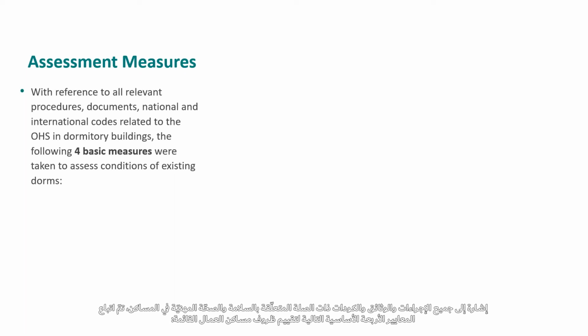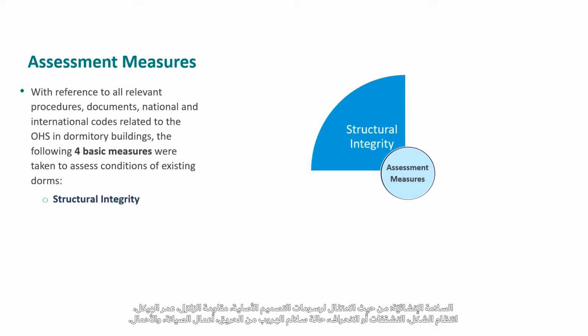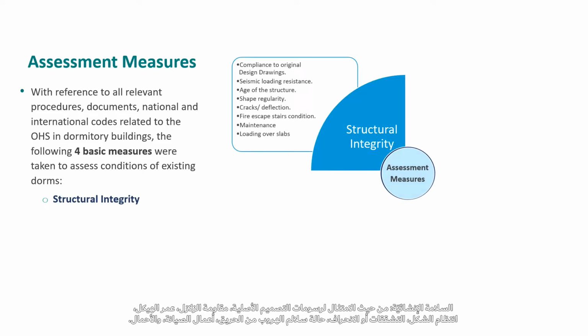With reference to all relevant procedures, documents, national and international codes, related to the OHS and dormitory buildings, the following 4 basic measures were taken to assess conditions of dormitory buildings. Structural integrity. Related to compliance to original design drawings, seismic loading resistance, age of the structure, shape regularity, cracks or deflection, fire escape staircases condition, maintenance, and loading over slabs.